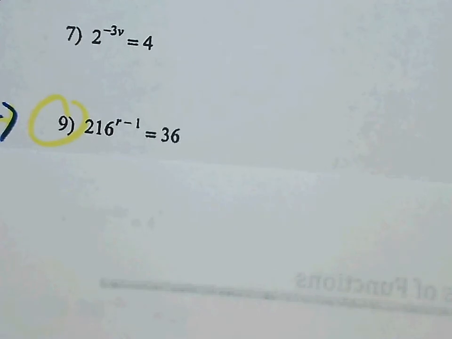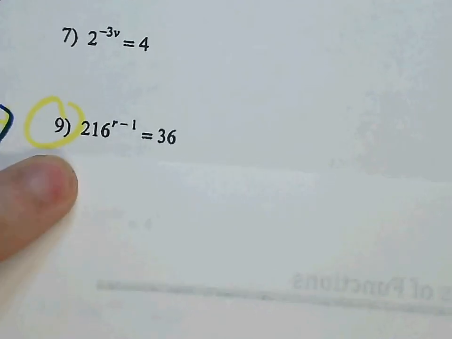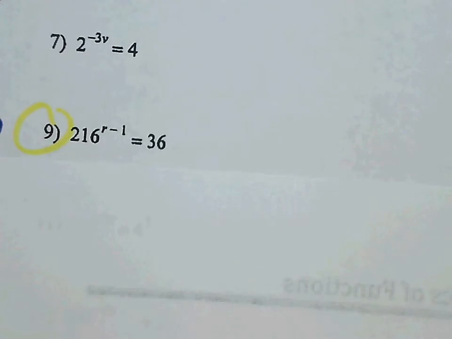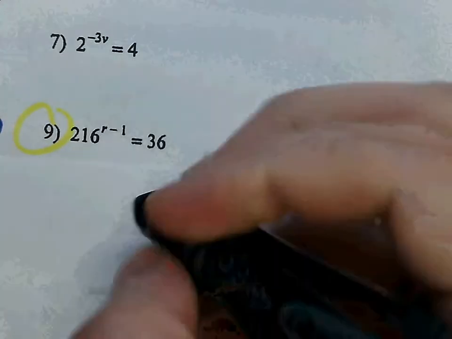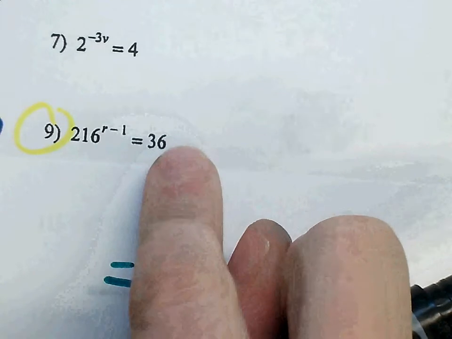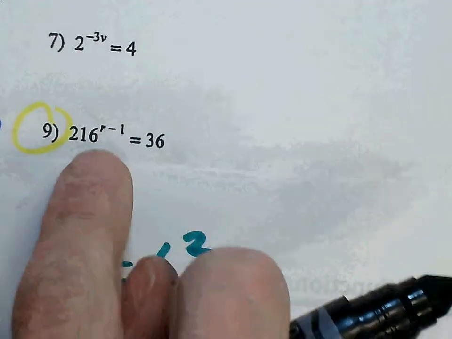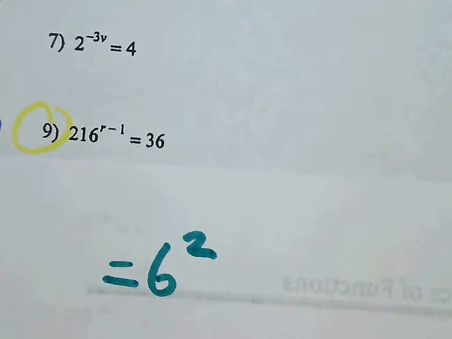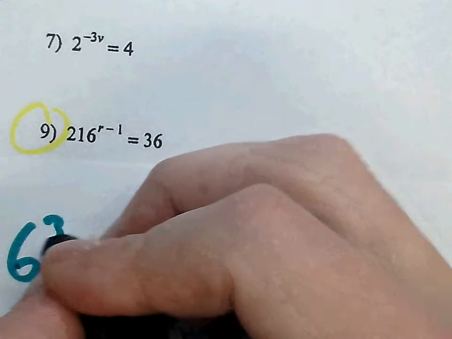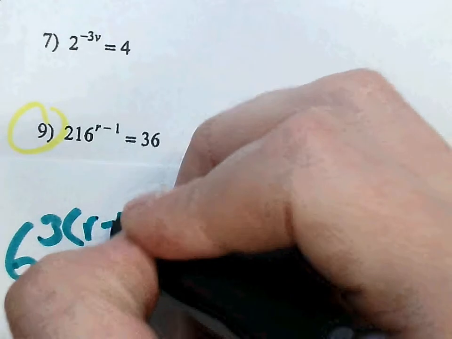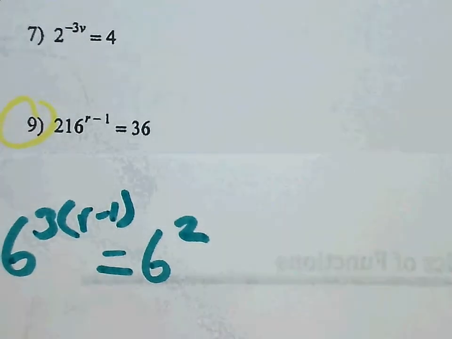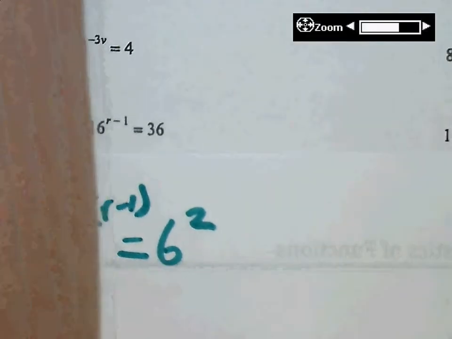So we have to think of the smallest number I can rewrite with an exponent that is going to give me that value. It's kind of always easier to see it with the smallest value. So I know 36 can be rewritten as 6 squared. What can 216 be rewritten as? 6 to the third power. You keep your original exponent in parentheses.